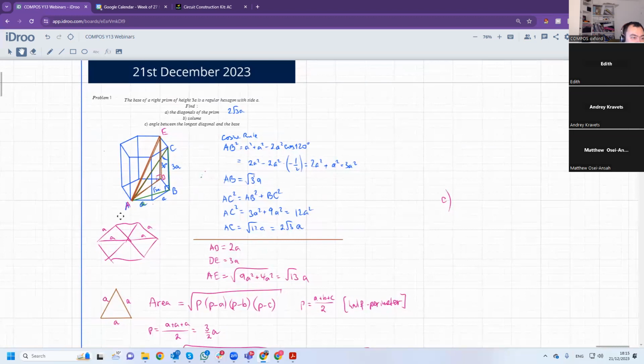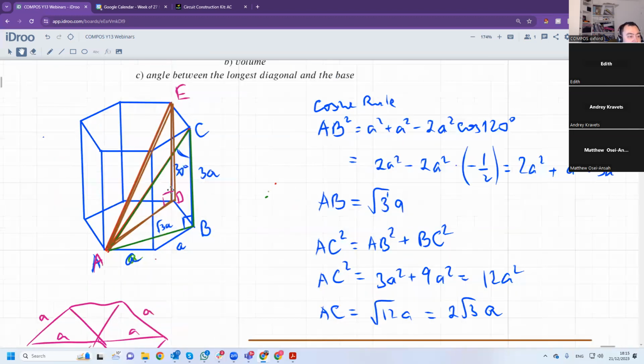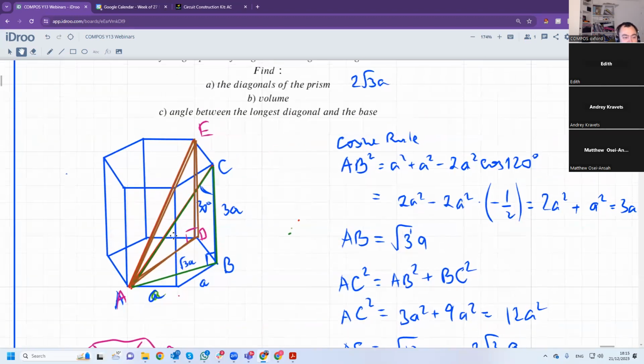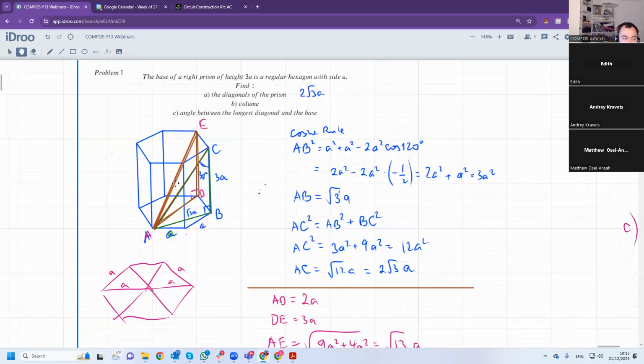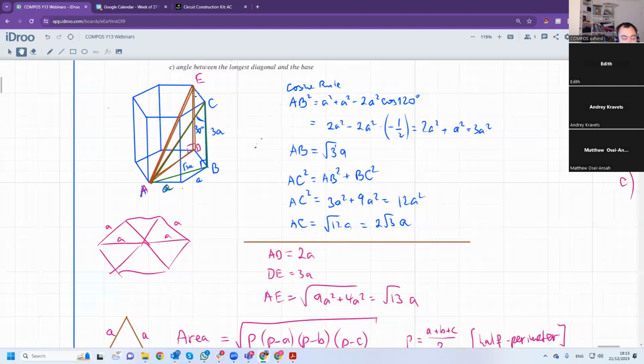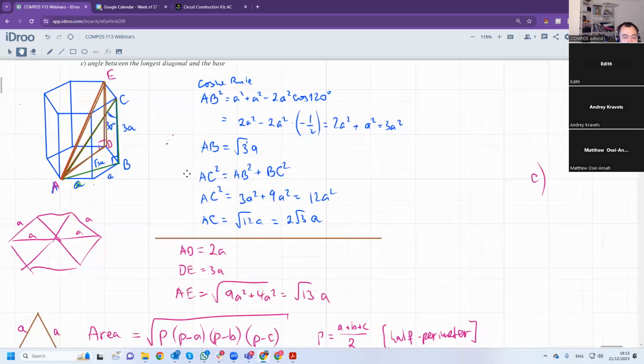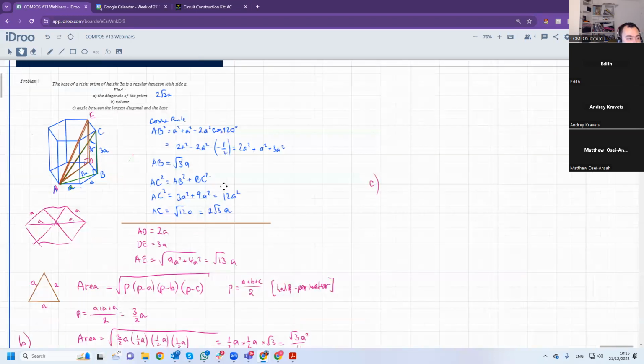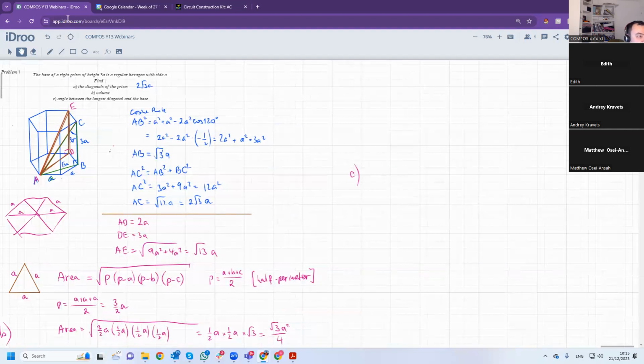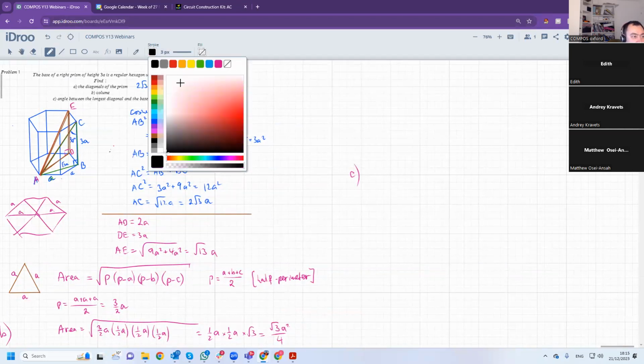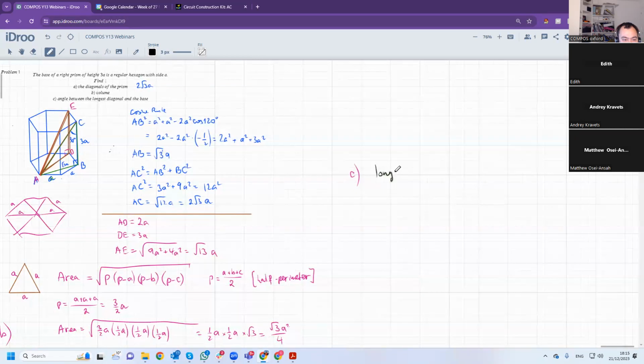And C, what do we need to find in C? Angle between the longest diagonal and the base. Well, as I said, the longest diagonal is AE, because you can't make a longer diagonal. Longest diagonal is AE. So let's write this down. Longest diagonal is AE.